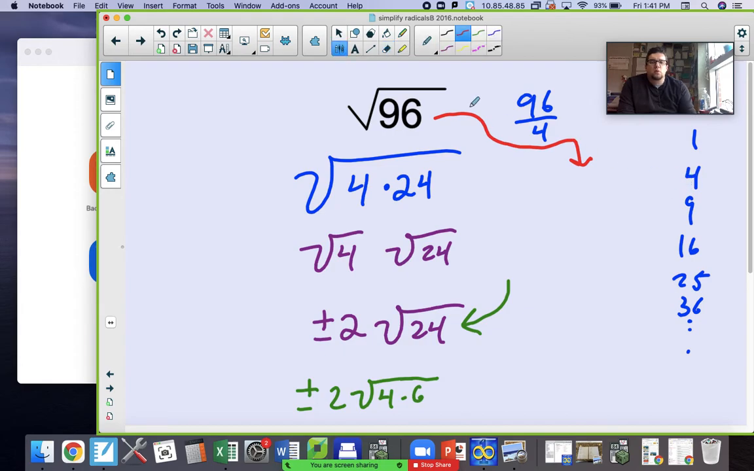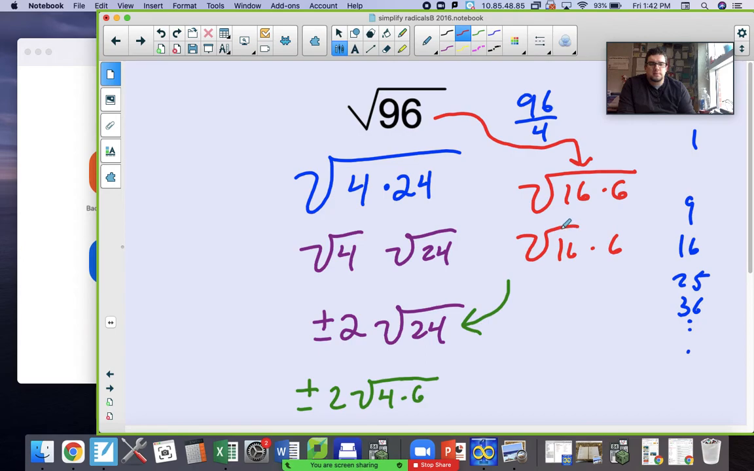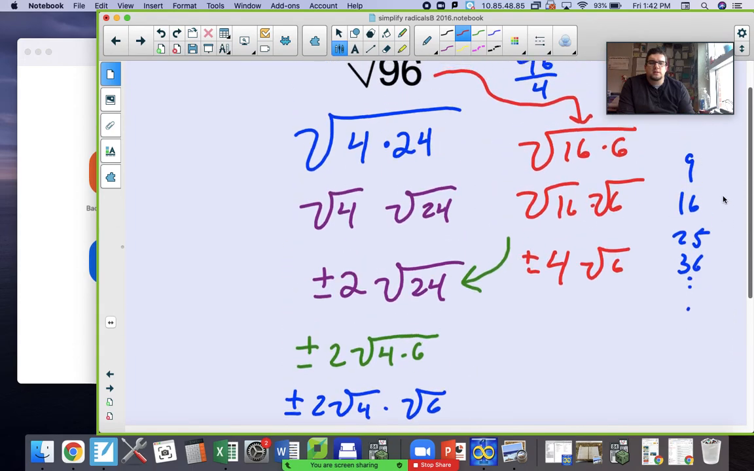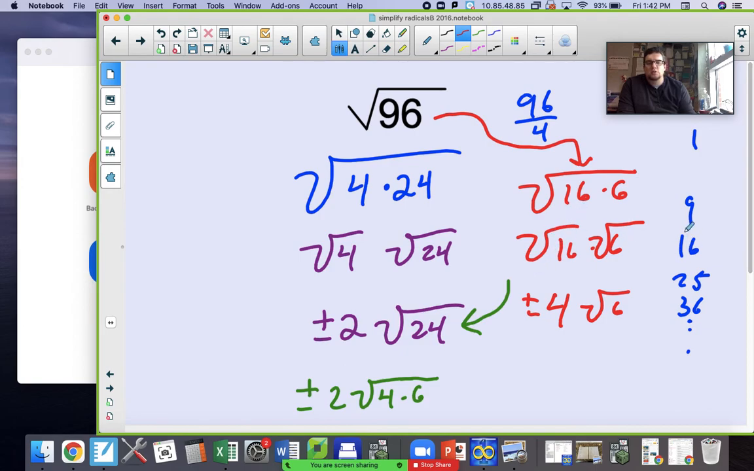So 4 was a perfect square that went into 96, but it turns out so does 16. I can break this into the square root of 16 times 6. Square root of 16 is 4, and the 6 stays. And I get to our final answer in fewer steps. So try to find your biggest perfect square.